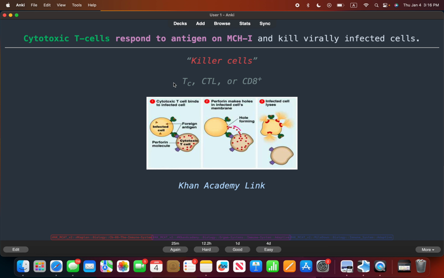Cytotoxic T cell binds to infected cell. So we have the cytotoxic T cell that binds to the infected cell, and then perforin makes holes in the infected cell's membrane, and then the infected cell lyses. So this is the mechanism of the cytotoxic T cell. It binds to the infected cell. The perforin makes holes, permeates the cell membrane of the infected cell, and the third step, which is the final kill shot, is the infected cell lysing, right?